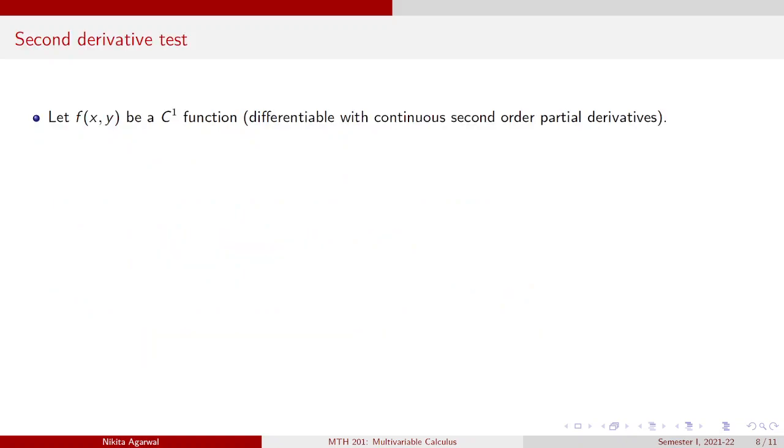And one of the famous tests is the second derivative test. We've seen the second derivative test even in MTH 101. Now, we will generalize it. Okay, so let f(x,y) be a C1 function. What is a C1 function? A function which is differentiable and whose second order partial derivatives are continuous. Suppose you are given a critical point of f. That means the gradient of f at this point is 0 because the function is differentiable.